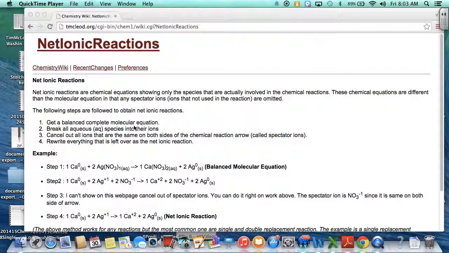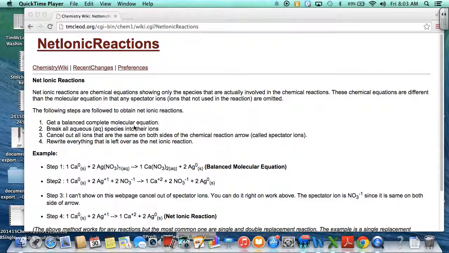Only the players are playing, changing. All the spectators are simply watching. That, in talking about everybody at the Super Bowl, would be an analogy of the complete chemical reaction. If you just want to see what the players are doing, the things that are changing, then that's what a net ionic reaction is. It will remove all the substances that are just watching and only show you species that are changing in the chemical reaction.